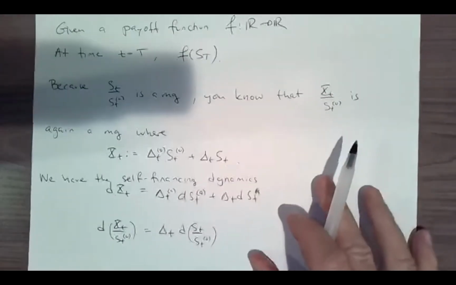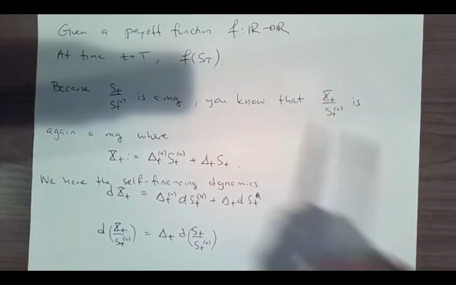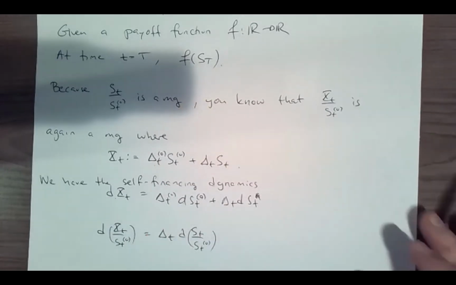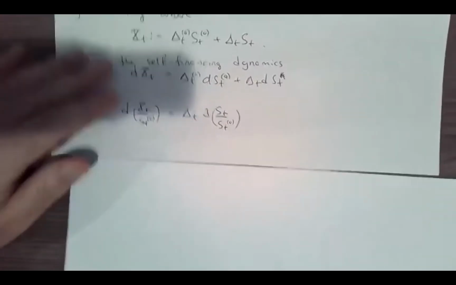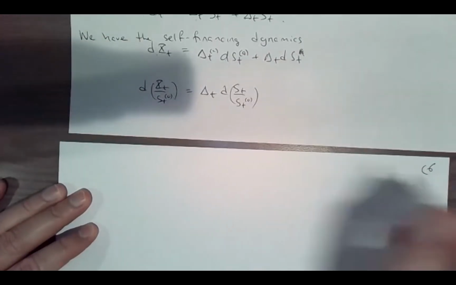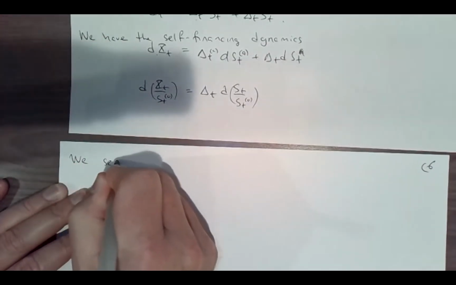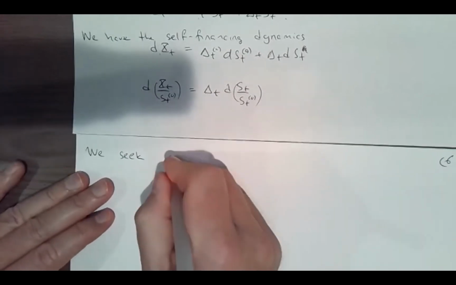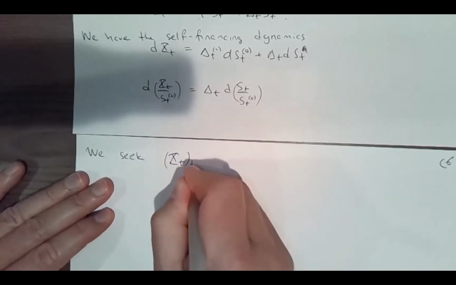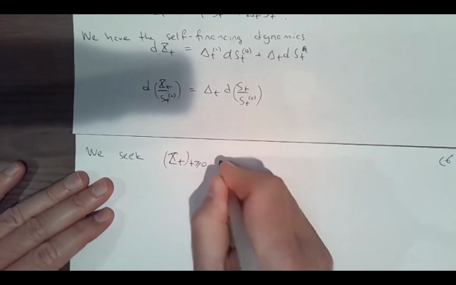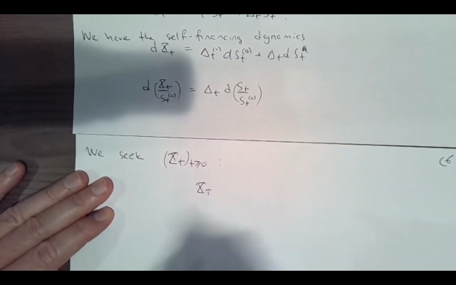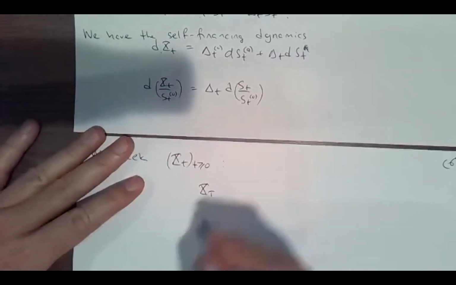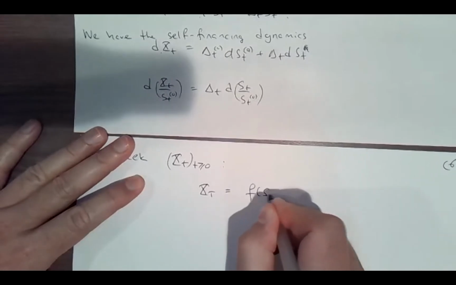So what the goal is exactly, like in discrete time: you have the terminal payoff, right? And we want to replicate this terminal payoff. So we seek xt such that when I'm looking at the value it has at time capital T, I'm going to get exactly the same as the payoff.